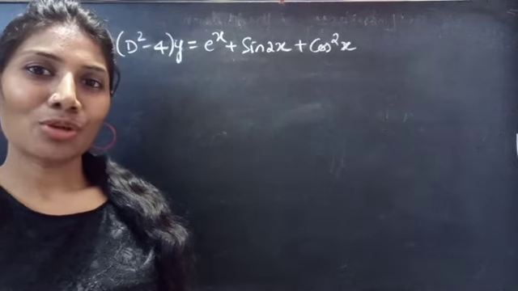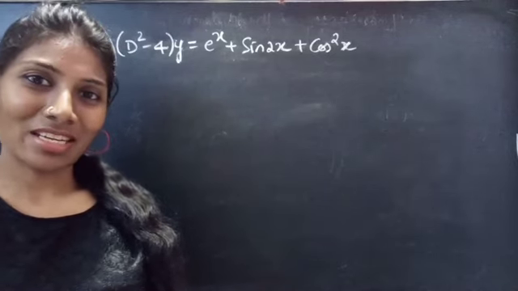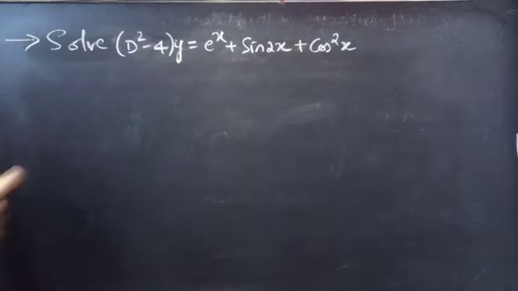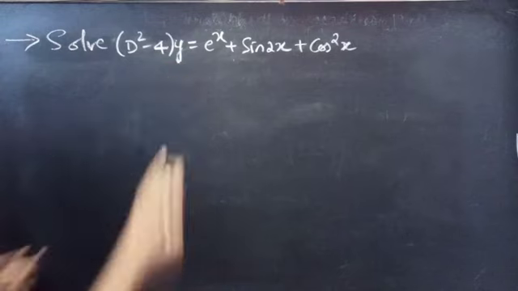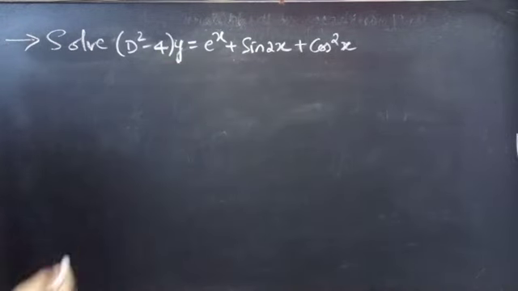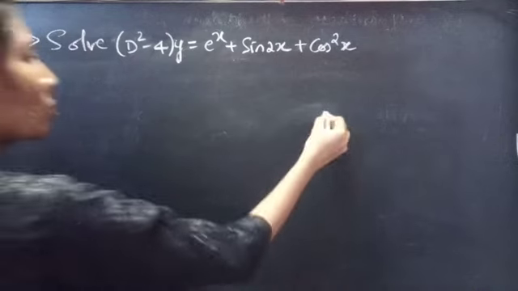In this video we are going to solve a differential equation from higher order linear differential equations. So let's get started. Problem: solve (D square minus 4) y equals e power x plus sin 2x plus cos square x. So firstly let's find the order and degree of the given differential equation.